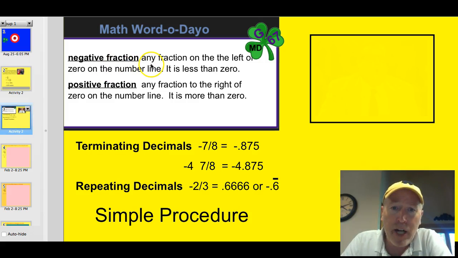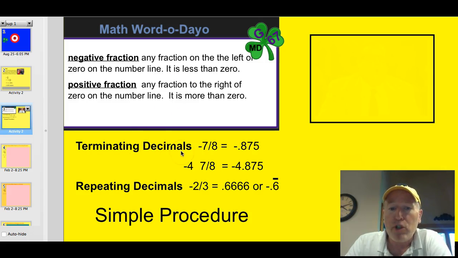All right. Let's take a look at a couple of words today. First of all, we have a negative fraction. That's going to be any fraction that's on the left side of the zero on the number line. Positive fraction or mixed number will be any fraction or mixed number to the right of zero on the number line. It's more than zero. Negatives are less than zero.